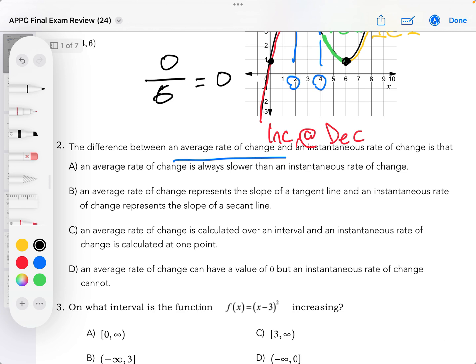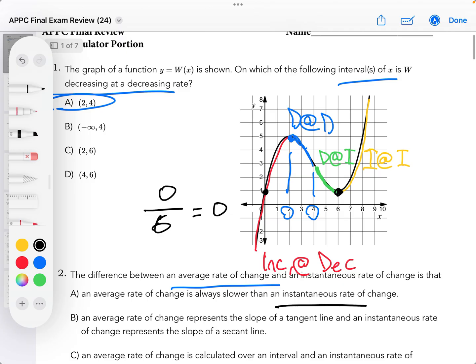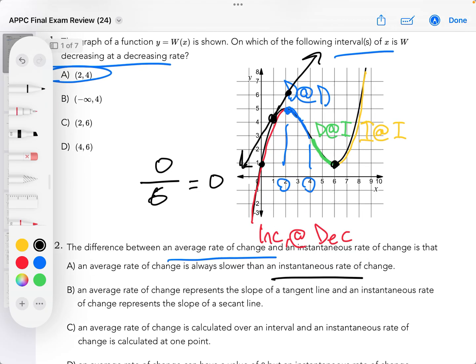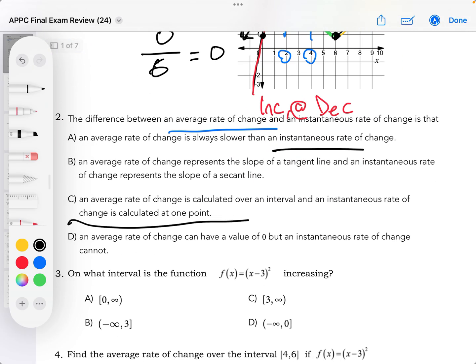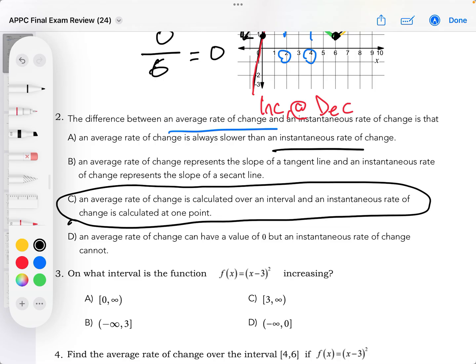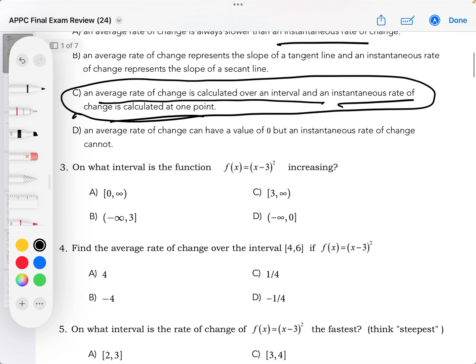On the flip side of this, if I want instantaneous rate of change, this is a tangent line. Let's say I wanted the instantaneous rate of change at x equals 1. I would go to x equals 1, draw a tangent line, and approximate its slope. Looks like I went up roughly 2 spaces for the one that I went over. So the IROC at x equals 1 would be roughly a slope of positive 2. The big difference here, again, average rate of change is over an interval with a start and end point. Instantaneous rate of change is at one point where I simply am taking the tangent line.